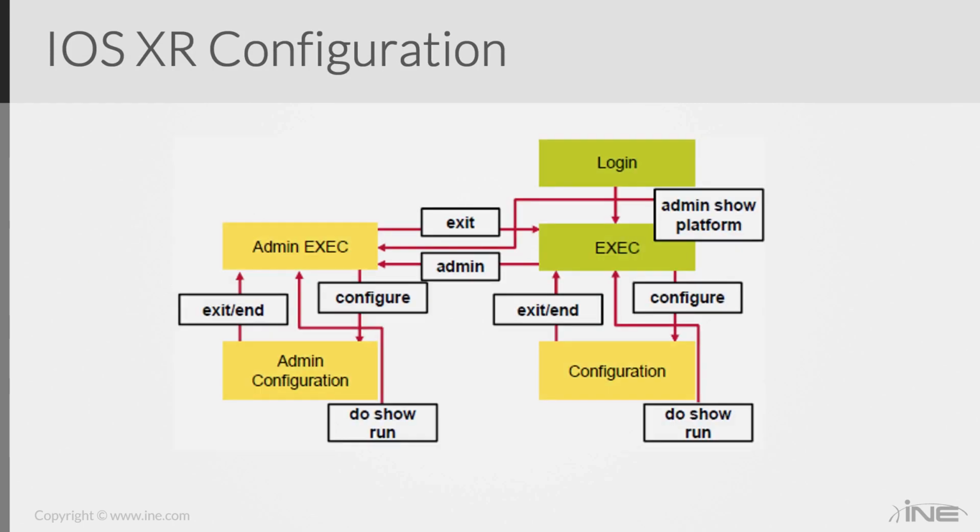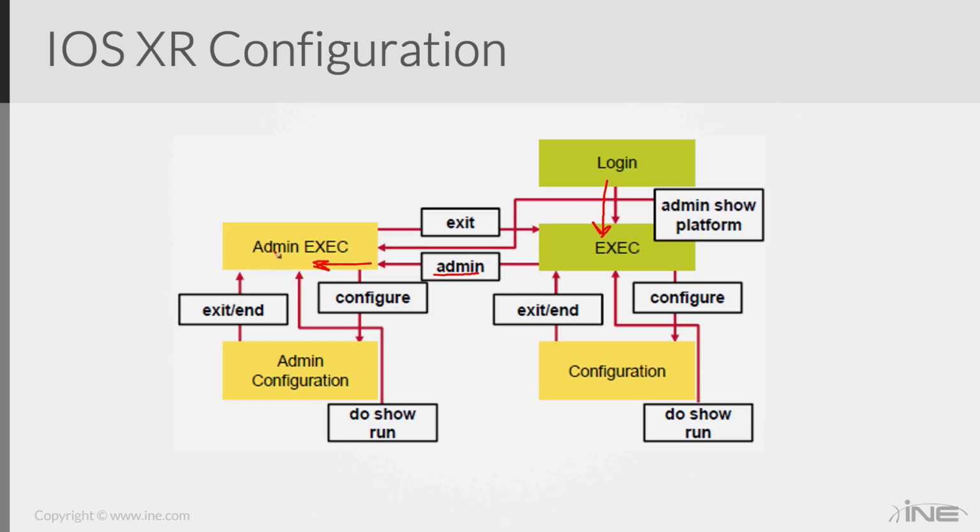Now IOS XR configuration is pretty straightforward. The way this works out here is pretty simple. So I like the little flowchart that I was able to find. It actually helps dial in some things for you right away. So when you first log in, you immediately go to exec mode. From here, you can jump into admin exec. So you would type in admin and you would go to this level.